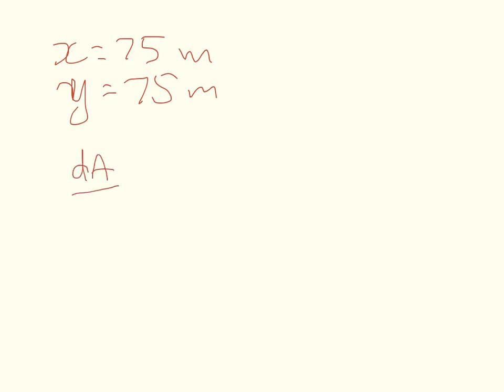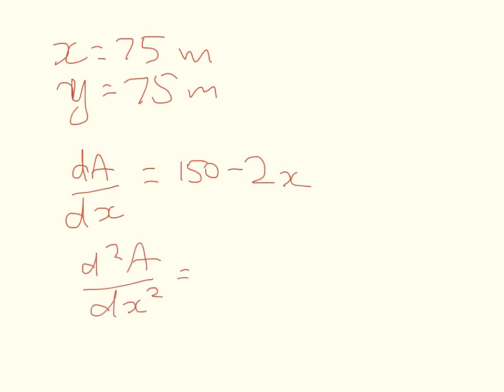So it looks like having the side lengths be the same is going to maximise the field here, but I still need to check that I've indeed found a maximum. So we had dA by dx is equal to 150 minus 2x, and the second derivative is equal to negative 2, which is negative, so we have found a maximum.